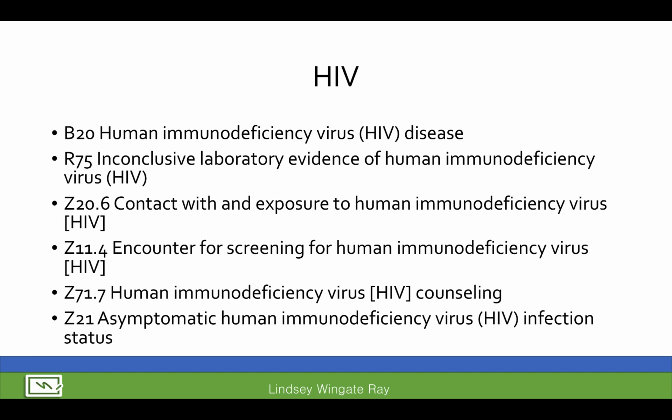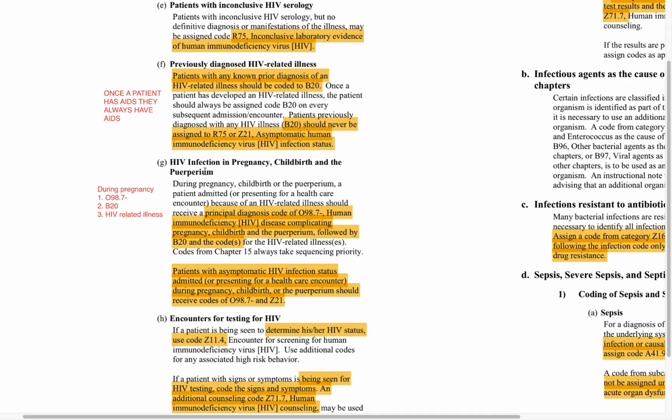Z21 is asymptomatic HIV. Z21 is used when the patient has a positive test but does not have any symptoms of HIV yet. Once the patient becomes symptomatic and B20 starts to be used, that is used for the rest of their life. HIV infection in pregnancy. O codes are for OB. That's how I think about it. And they always have precedence over any other code.